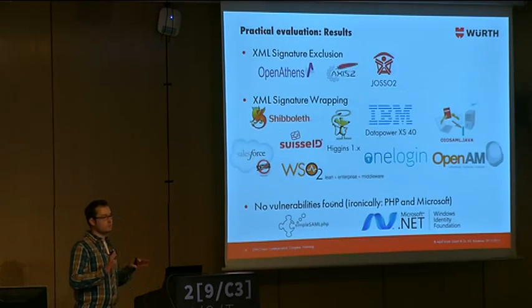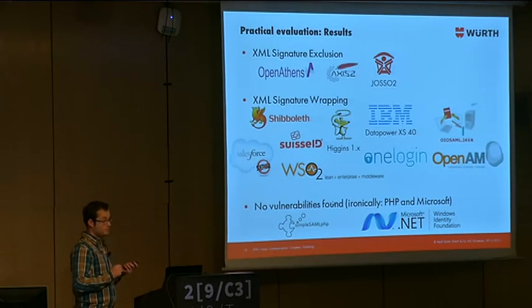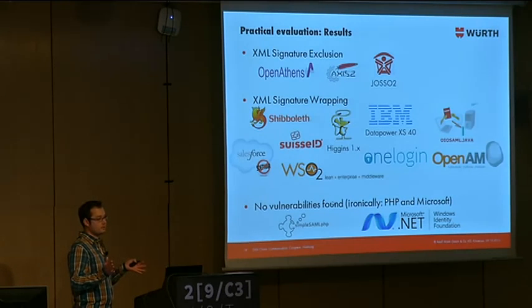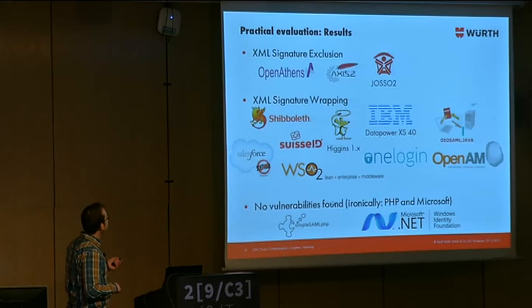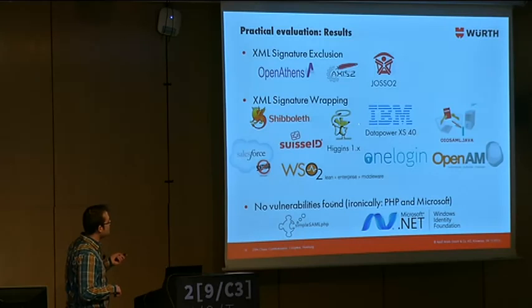So let's come to the results of our practical evaluation. On the top you see the XML signature exclusion attacks. These attacks were possible for OpenFN, Apache Axis 2, and JOSSO 2. All three failed in verifying the XML signature. And XML signature wrapping attacks were possible for 9 out of 14 tested frameworks, with prominent examples like IBM's DataPower XS40 XML security gateway.